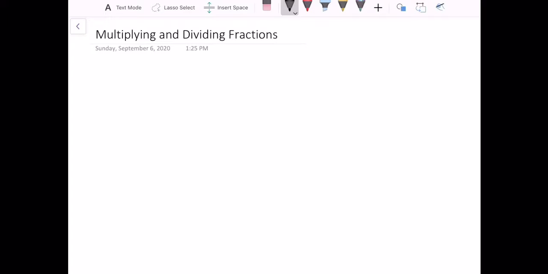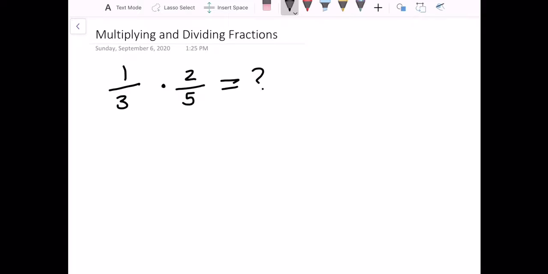Today we'll be going over how to multiply and divide fractions. We're going to start off with multiplication because it'll be a lot easier and there are fewer steps than division. So we can take two numbers, 1/3 times 2/5, and we set it equal to a question mark, which is what we're trying to find.